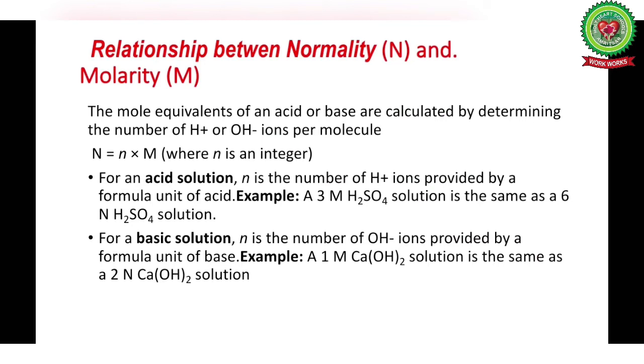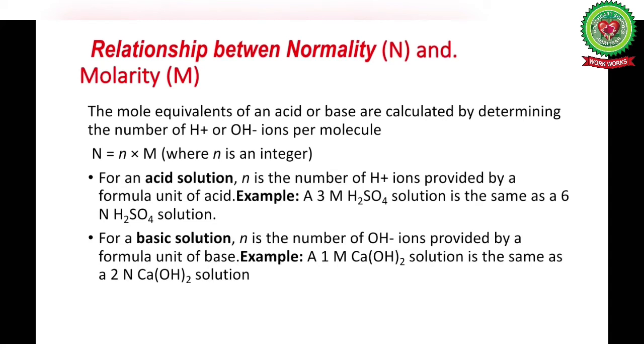The first one is 3 molar H2SO4 solution. We have to calculate the normality of 3 molar H2SO4 solution. H2SO4 will furnish 2 H positive ions, so the value of small n will be 2, and 3 molar means molarity is given to you, that is 3. So capital N is equal to 2 into 3 and we get the answer 6. So the normality of 3 molar H2SO4 is 6 normal.